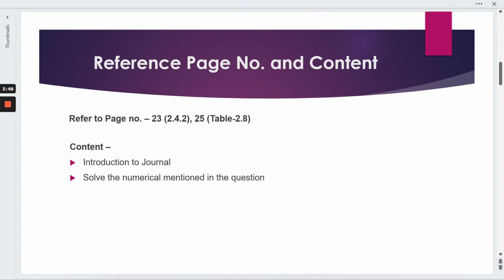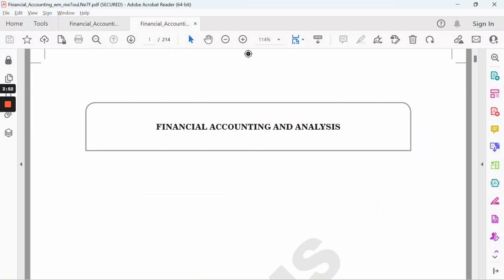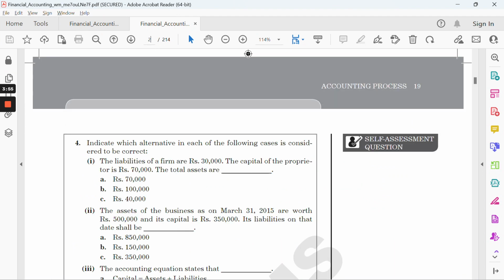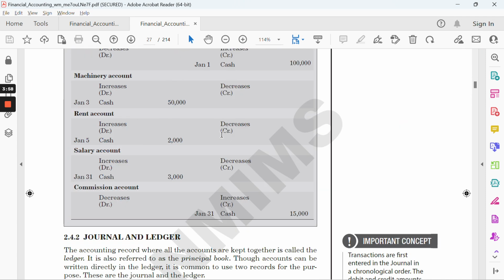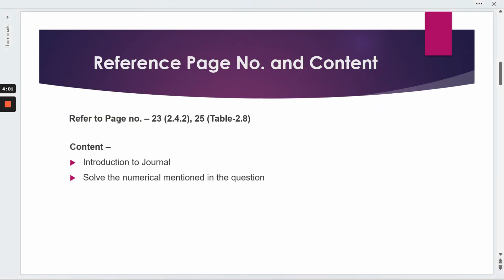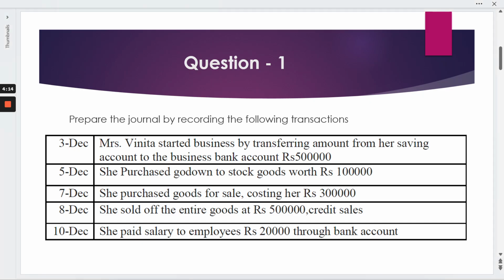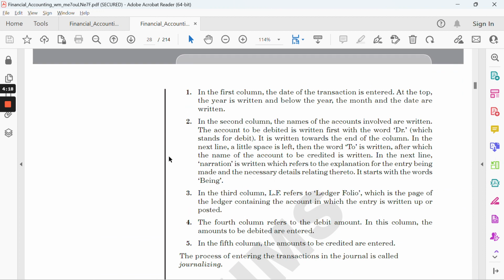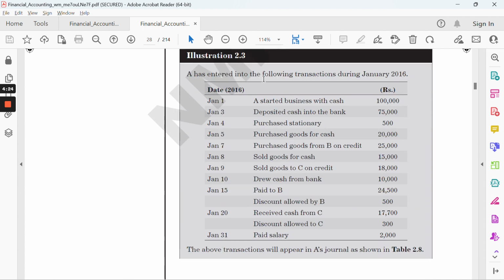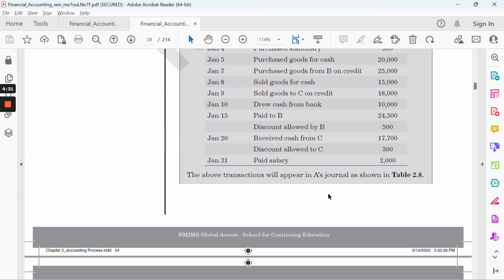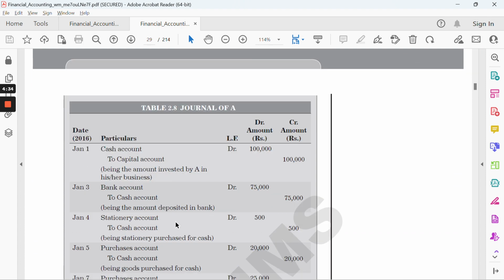Firstly, you just need to refer to page number 23. This is your book. I am directly jumping to page number 23, where it's mentioned about the journal. The question is being asked about the journal, so don't directly jump into writing the answer. Just see, okay, this is a journal. You should have an understanding of what the journal is actually about. So you just need to give a brief about the journal, and after that you can write the steps, how we can write any journal entry. After that, in the question, it's again a similar kind of thing where multiple transactions are provided, and this is the way these are solved.